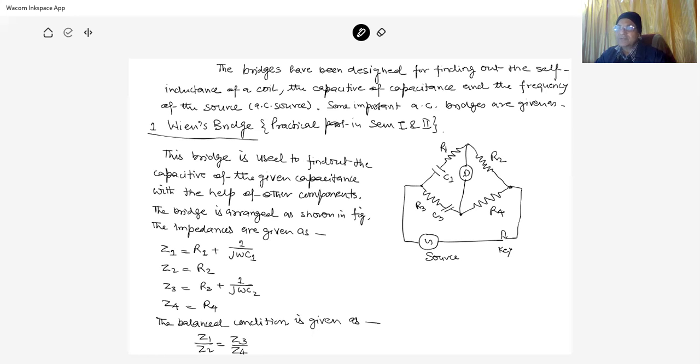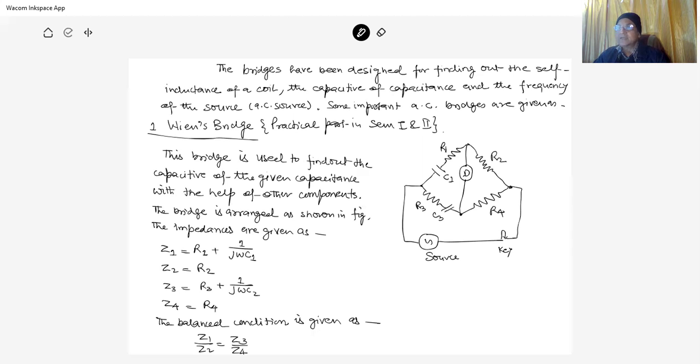So let us consider Wien's bridge first. Wien's bridge is also a part of the practicals in semester 1 and 2. Right now we have given an assignment to our students in semester 1, and a few of the students have Wien's bridge as their practical project. For the project, they have to discuss the detailed theory of AC and network and the Wien's bridge.